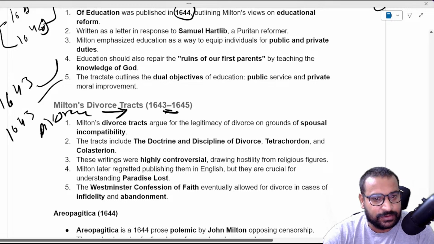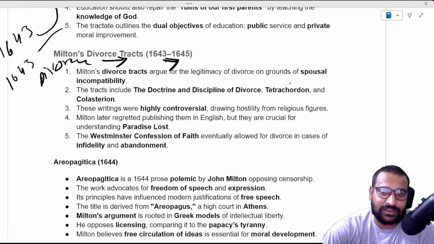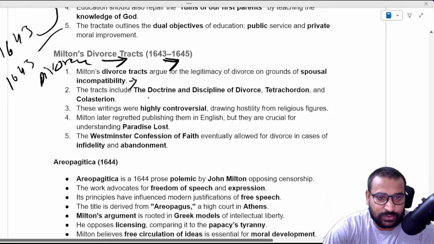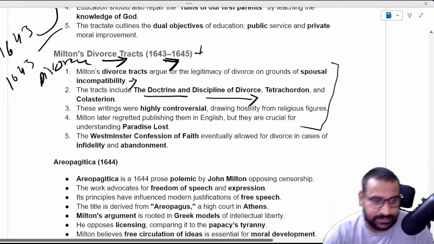That you have to remember. Anyway, Milton's divorce tracts argue for the legitimacy of divorce on grounds of spousal incompatibility, and the tracts include what? The Doctrine and Discipline of Divorce. So you have to remember only that it was written by Milton, and the date as well.